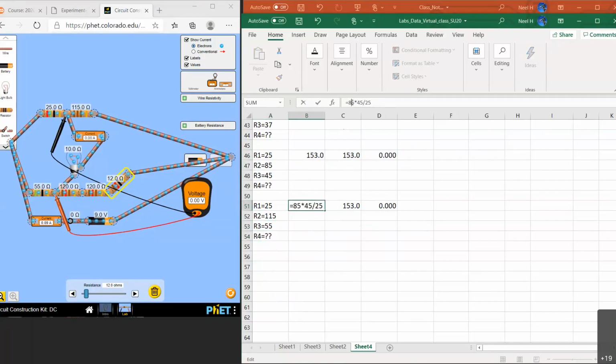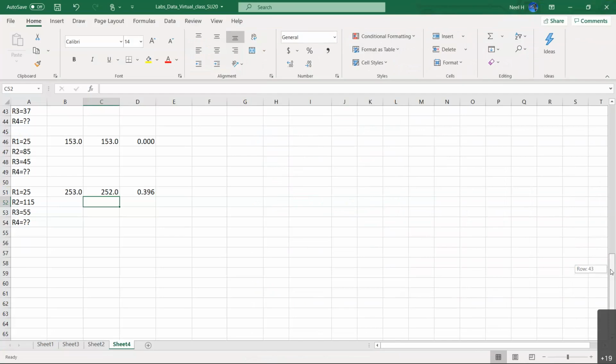R2 times R3 should be 115 times 55, divided by 25. I got 253. The sum of all of these three is 252, slightly different, but close enough. So the percentage error is 0.396. Okay, good questions.